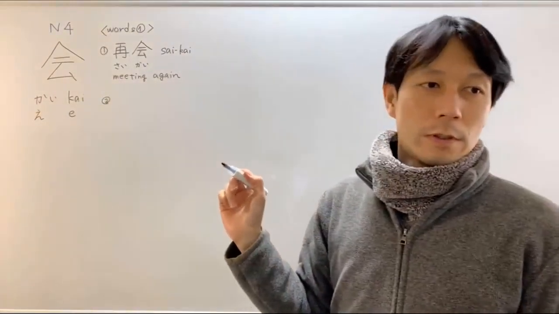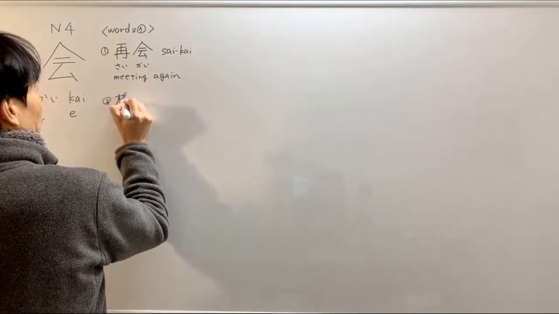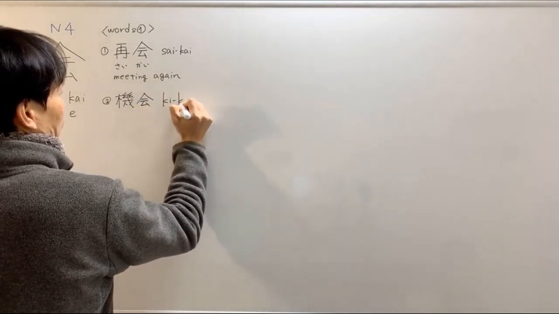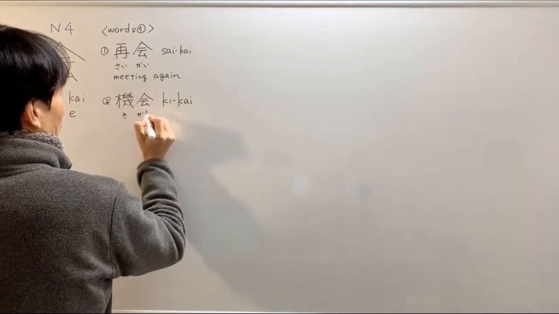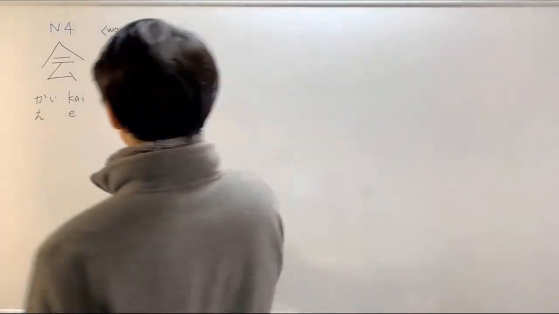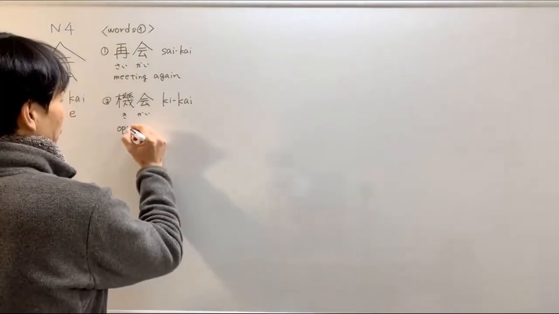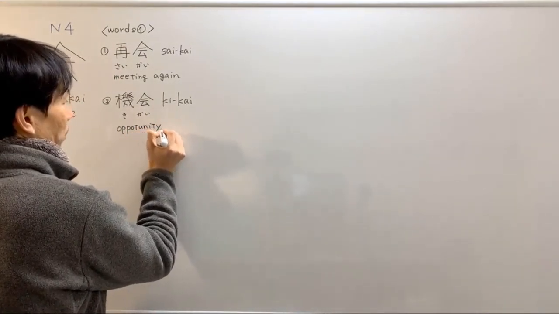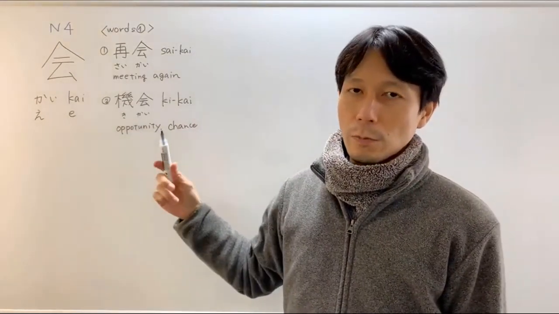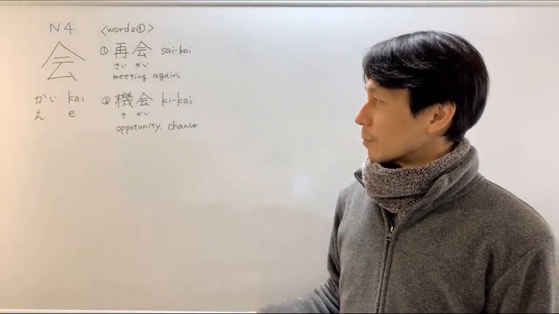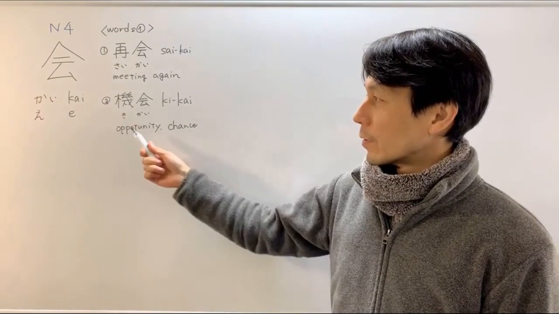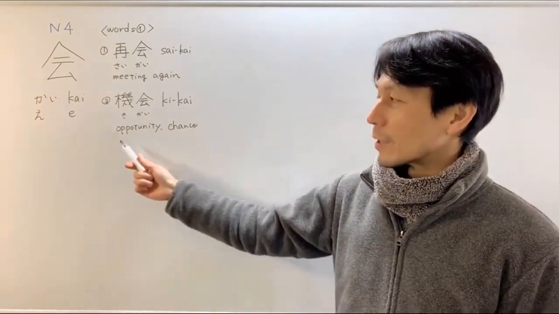And the number 2, 機会, kikai, means opportunity or chance. Ki means opportunity or chance, and kai means to meet. Opportunity to meet. So kikai means opportunity or chance.